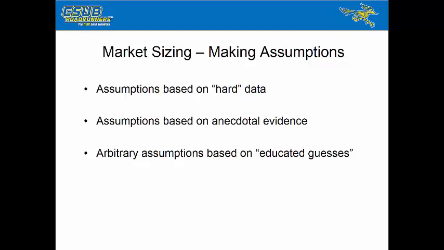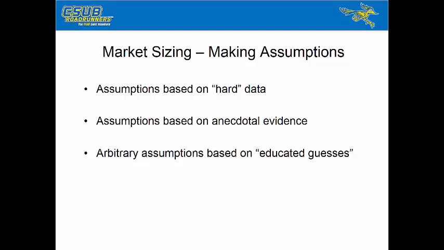Assumptions based on anecdotal evidence are usually the assumptions about price and purchasing behavior, anything else that the customers have told you in your customer vignette. So it's not an official report, but it is an objective piece of information from a third party. The other pieces of information about customer price point, about purchase frequency, about general impressions, those are anecdotal assumptions. And then finally, assumptions based on educated guesses.